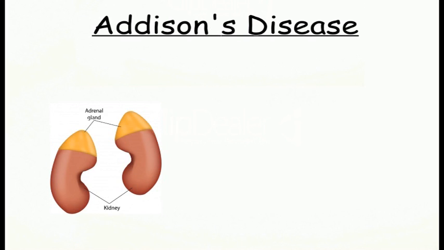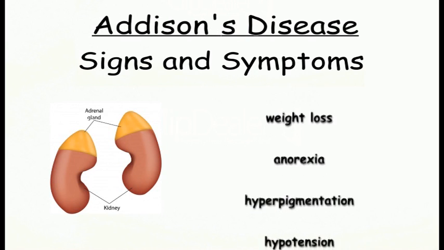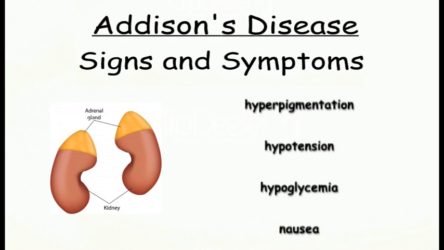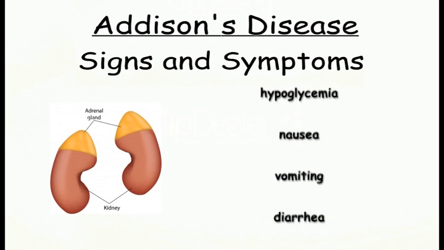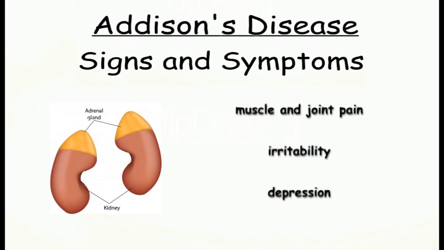So because Addison's disease is the result of the hyposecretion of these hormones, you will see patients presenting with signs and symptoms including fatigue, weight loss, anorexia, hyperpigmentation, hypotension, hypoglycemia, nausea, vomiting, and diarrhea, muscle and joint pain, irritability, and depression.